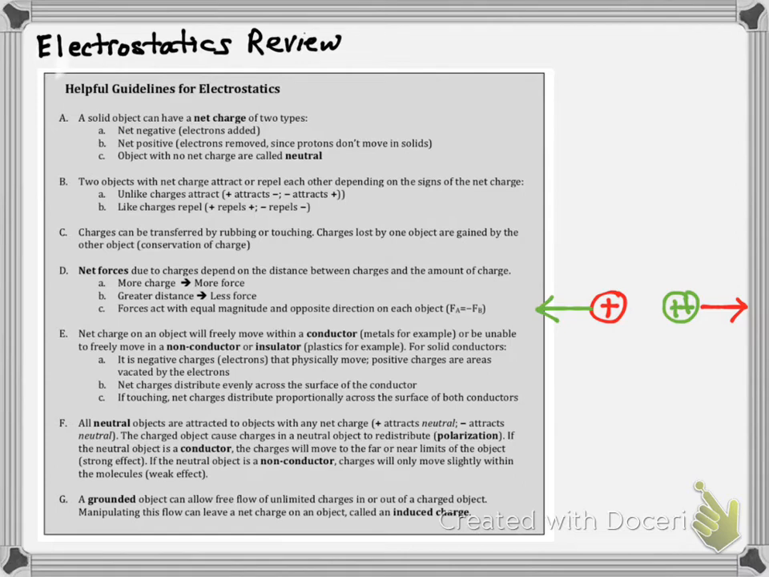Notice that these that are drawn here, those are force vectors. Those are not fields. That is not describing the field that those two objects create in the space around them.